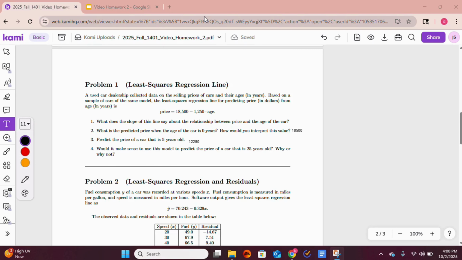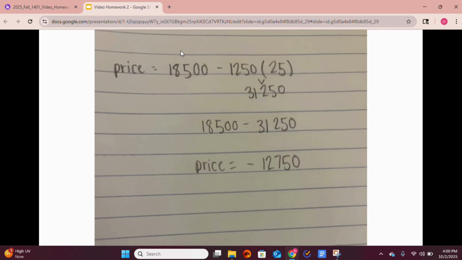Now for our last question on problem 1, it asks, would it make sense to use this model to predict the price of a car that is 25 years old? Why or why not? Let's test this out by plugging in 25 to our equation. We'll just do this the same way we did it the last few times, and solving this would give us negative 12,750. This would not make sense considering a car price cannot be negative. This tells us regression lines can become unreliable when used outside of the data range collected.